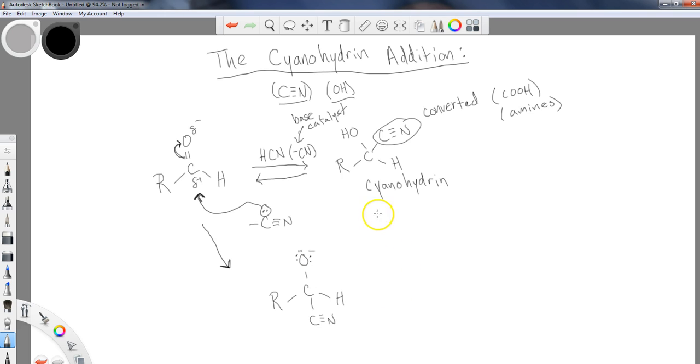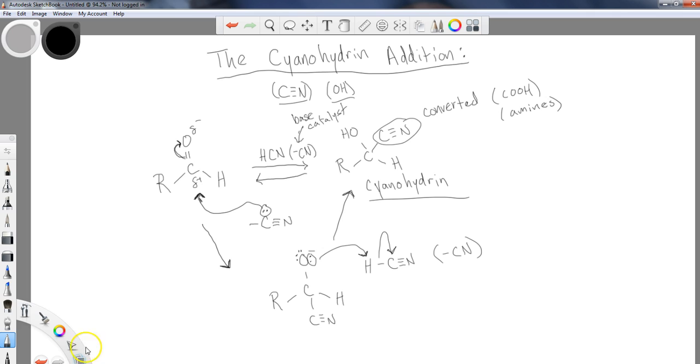Now, keeping in mind that this is a catalyst, I want to regenerate the CN minus, and I'm headed up in this direction. The next thing that would occur is that the HCN, which is an acid, will be deprotonated by the O minus that's there. So this is where the alcohol comes from at the end, right? And then I regenerate the CN minus, so that I could restart this again if I wanted to. And I end up with my cyanohydrin as the product.